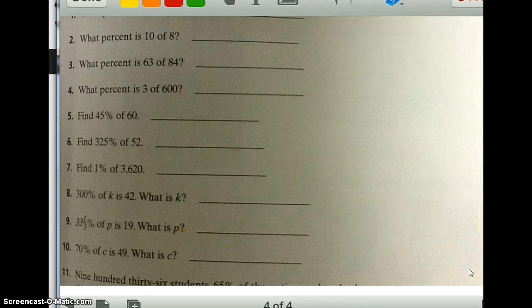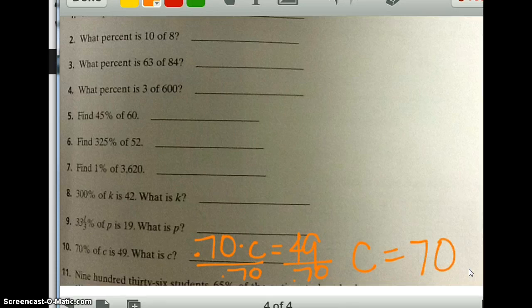All right, one more, 70%. So I've got to write that as a decimal. So 0.70 of C is 49. So how do I undo the times 0.7? I divide. So 49 divided by 0.7 or 0.70, they really mean the same thing. Then my C is 70. Does that make sense? 70% of 70 is 49. Yeah, because the C has to be bigger, because you're taking less than 100% of it.